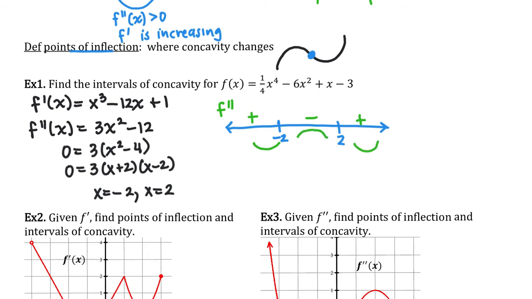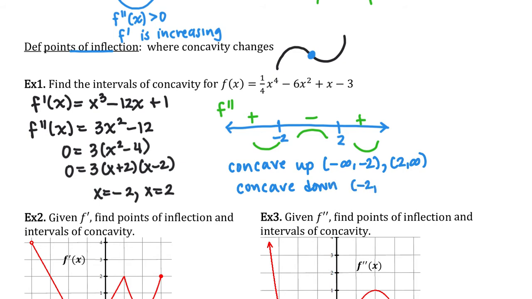Are they asking about my points of inflection? No, they don't care about my points of inflection. I care about them though. Okay, so anyway, it's concave up from negative infinity to negative 2, and then also from 2 to infinity, and then it is concave down from negative 2 to 2. Did they ask about my points of inflection? No, they don't care about my points of inflection.